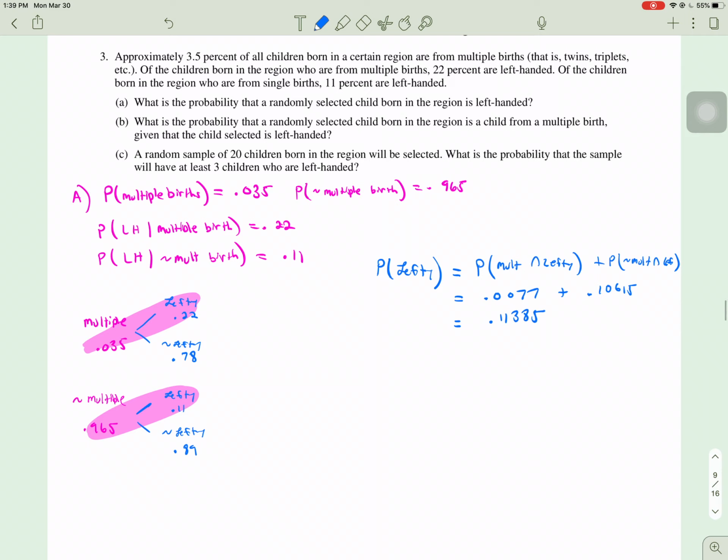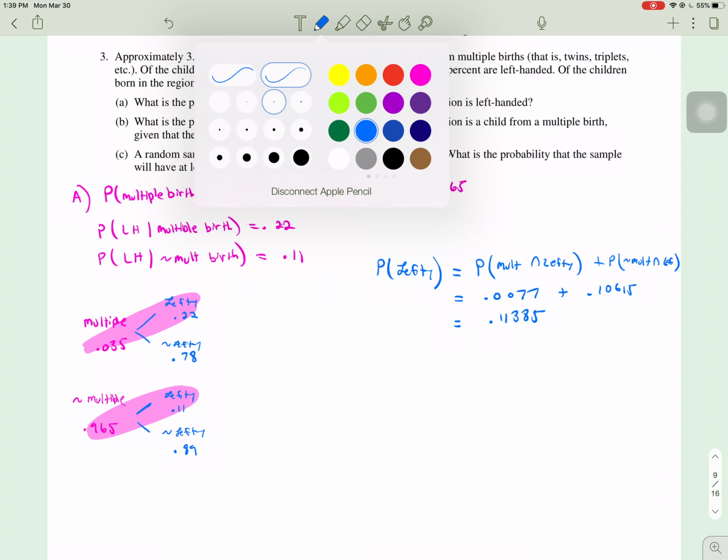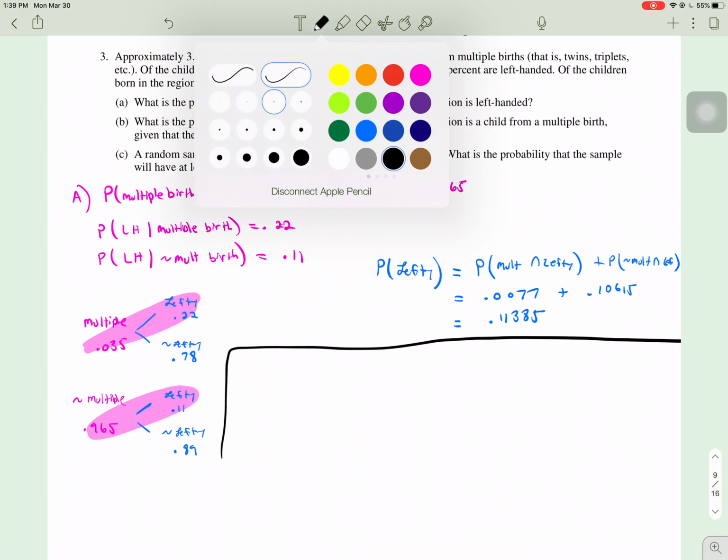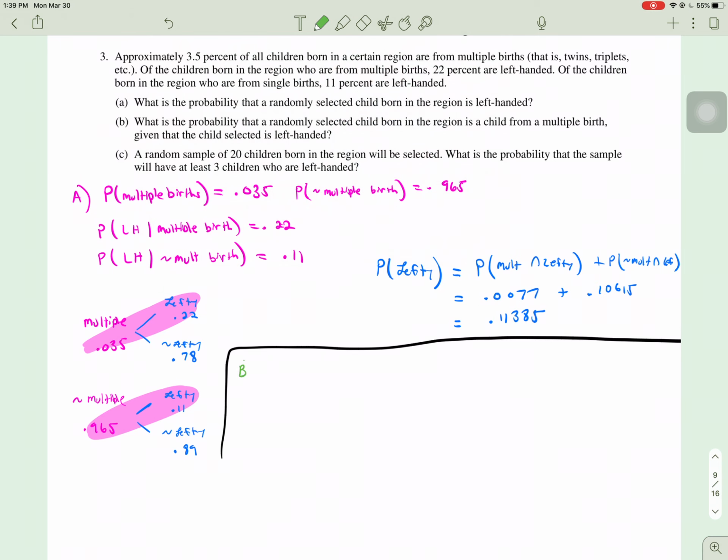Okay. Now, part B. What is the probability that a randomly selected child born in the region is a child from a multiple birth, given that the child selected is left-handed? So part B, I'm just going to box this work off for a second. They're looking for the probability that given that they're lefty, what's the probability that they are from multiple birth? Or in other words, what percentage of the lefties are from multiple births?